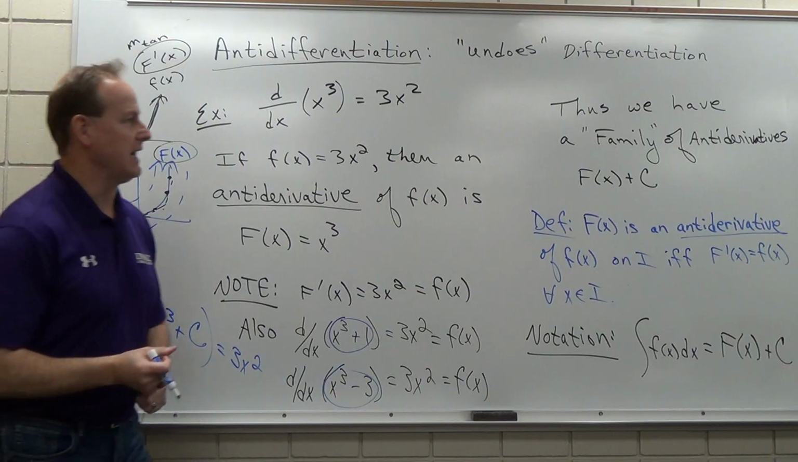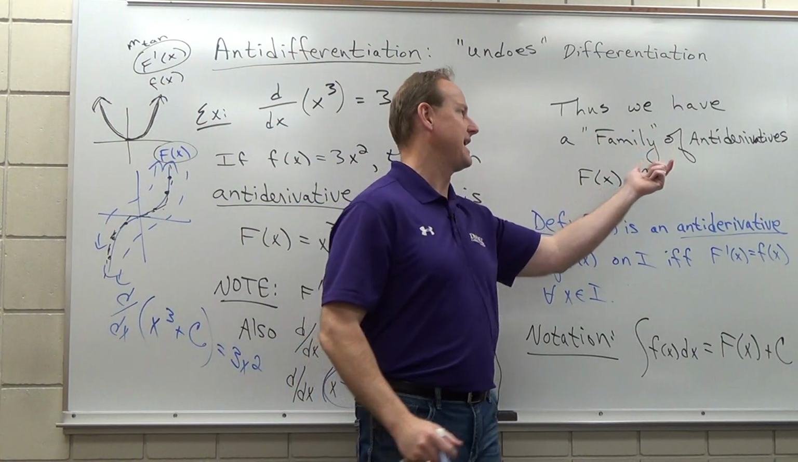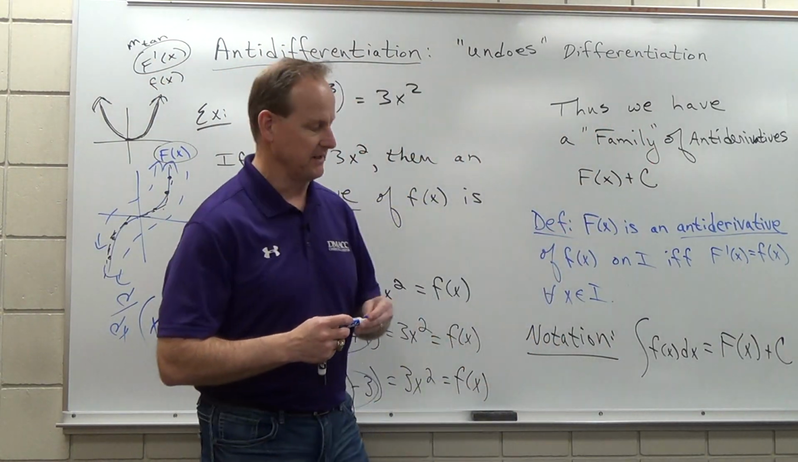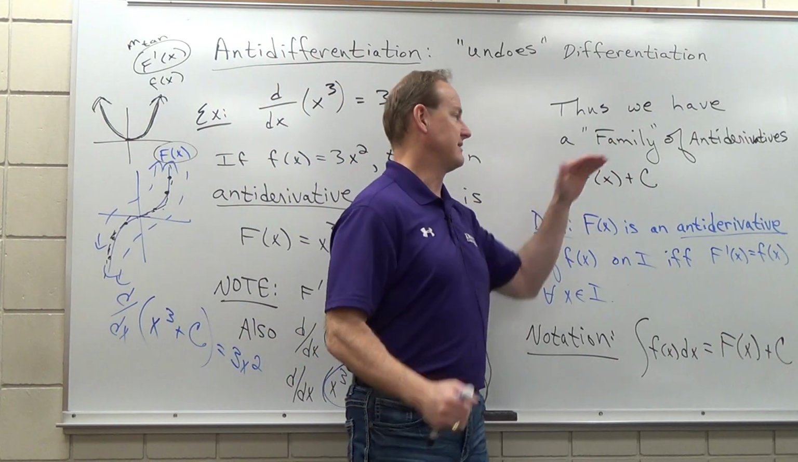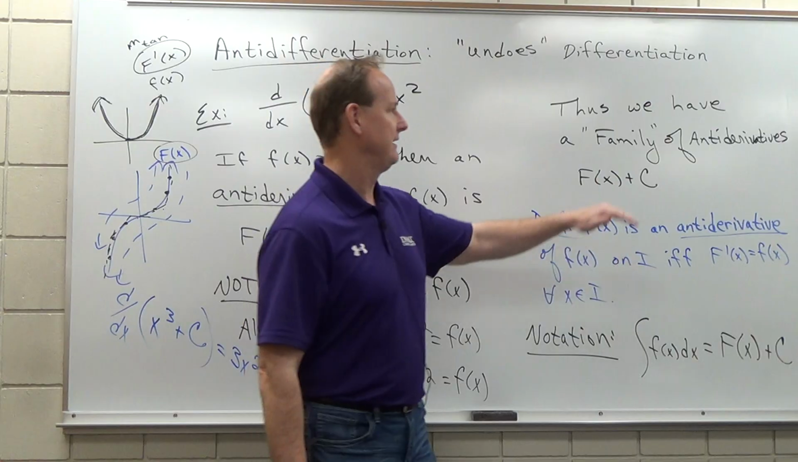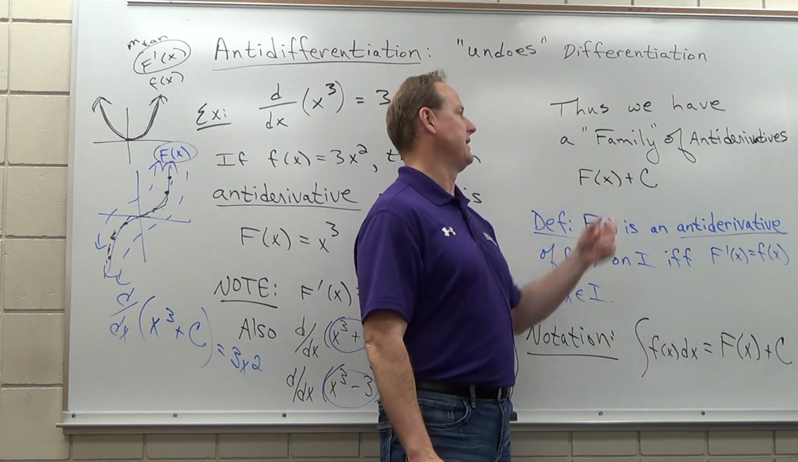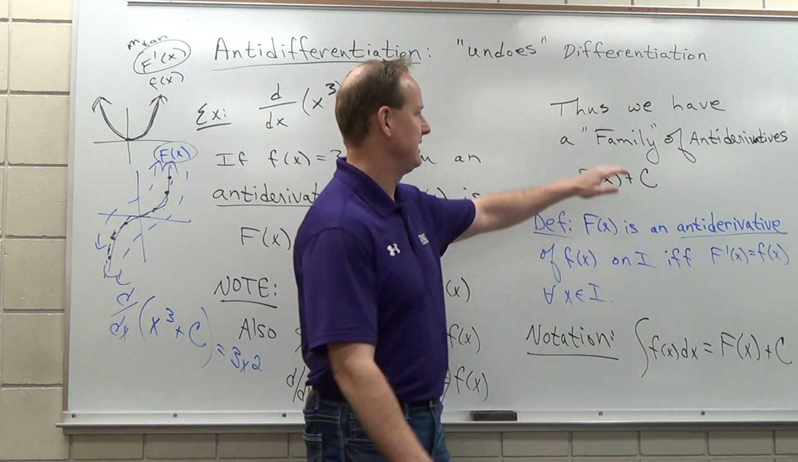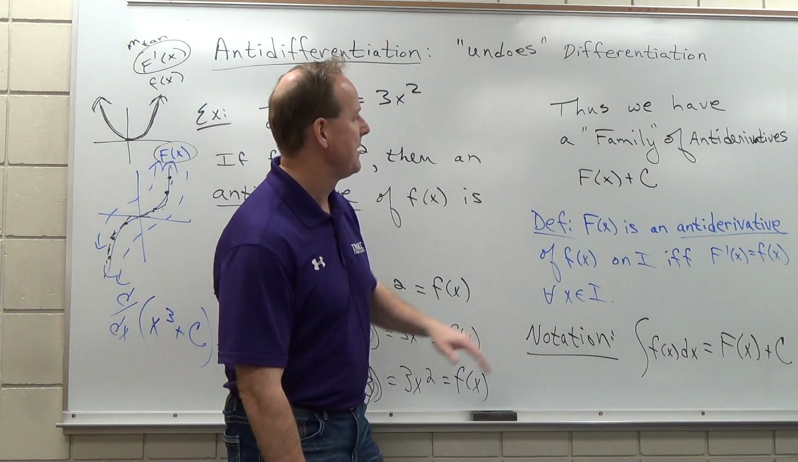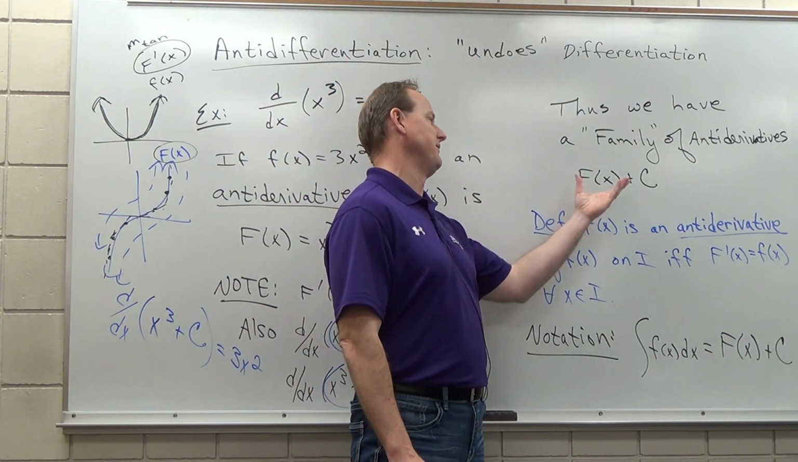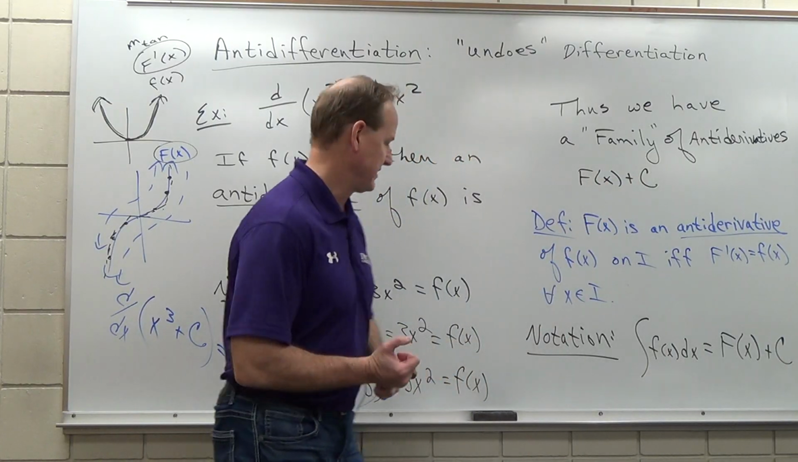So what we then have is a family of antiderivatives. And of course, I always like to think of family being important, right? So always respect your dad and your mom and your parents and your brothers and sisters especially. Anyway, so I capitalize family. That helps remember that. Capital F of x. So the family of antiderivatives is capital F of x plus c.